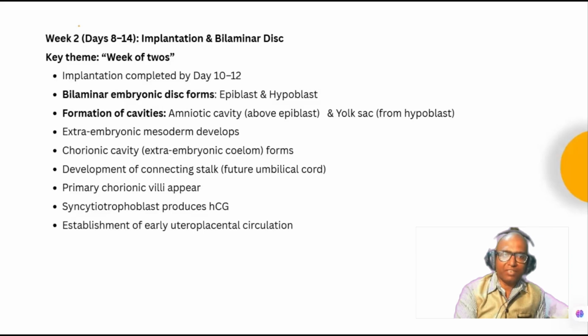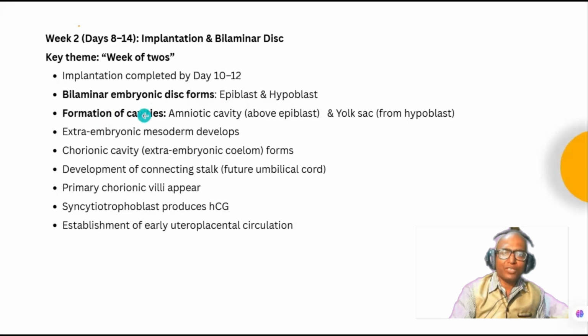What is this 2 that we are going to see? Implantation is completed by around day 10 to day 12. The bilaminar embryonic germ disc will form, and you will get 2 layers of cells. What are the 2 important cells? One is the epiblast and the second is the hypoblast. So the first 2 is 2 types of cells, the epiblast and the hypoblast.